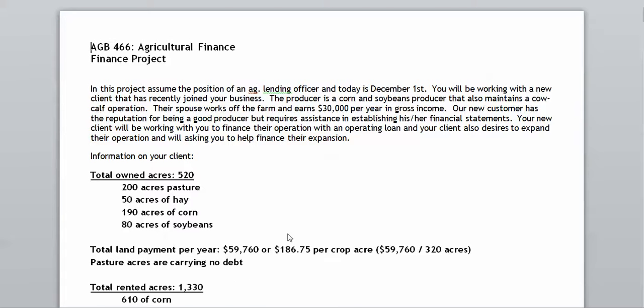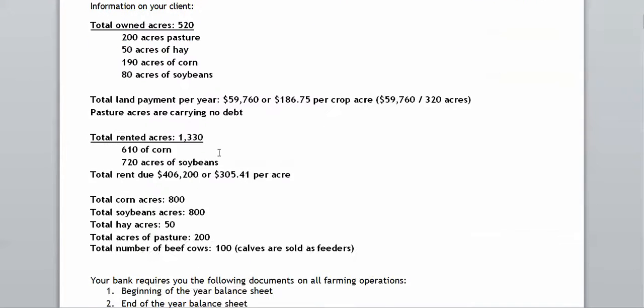They also have a sizable rental operation with 610 acres of corn and 720 acres of soybeans. So we have a total of $406,200 in rent due, or about $305 per acre average rent. So we add the owned acres and rented acres. We have a total of 800 acres of corn, 800 acres of beans, 50 acres of hay, 200 acres of pasture, and 100 beef calves.